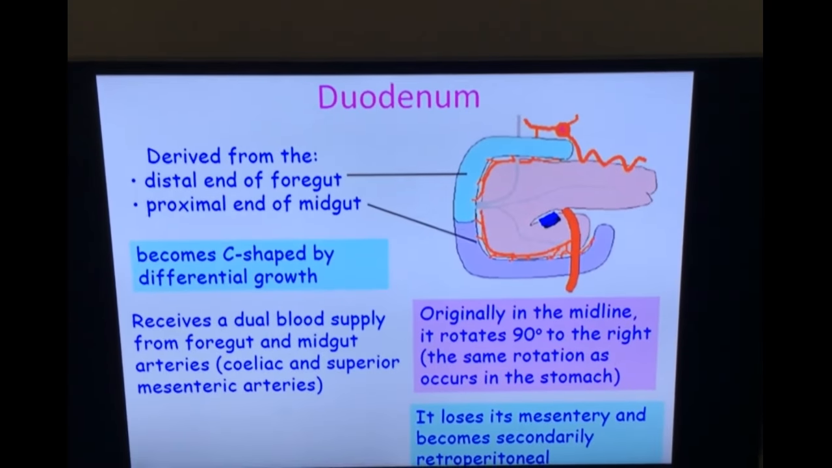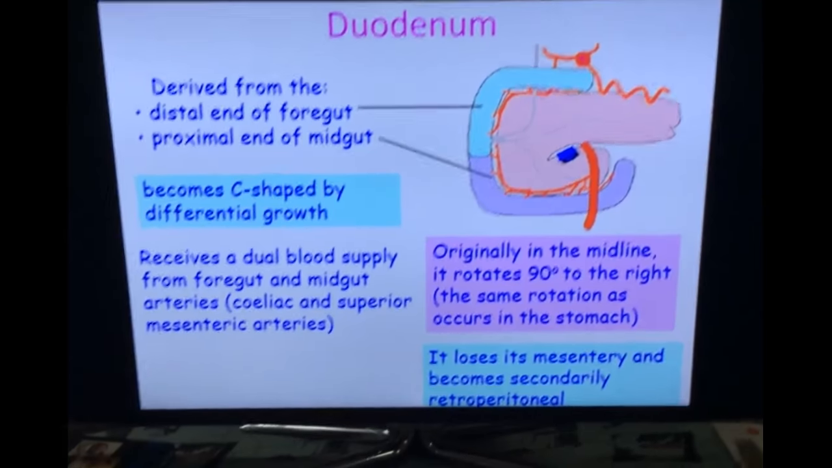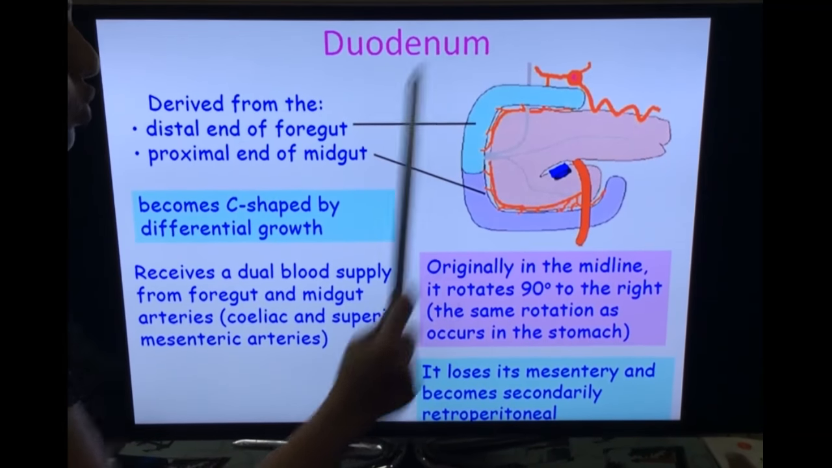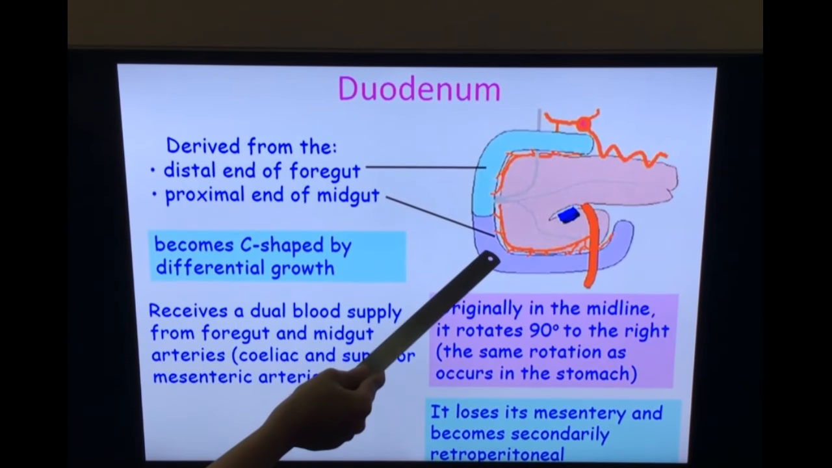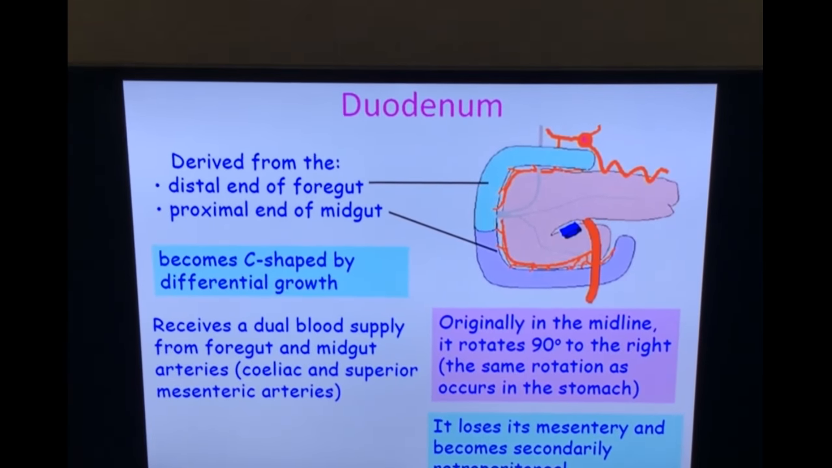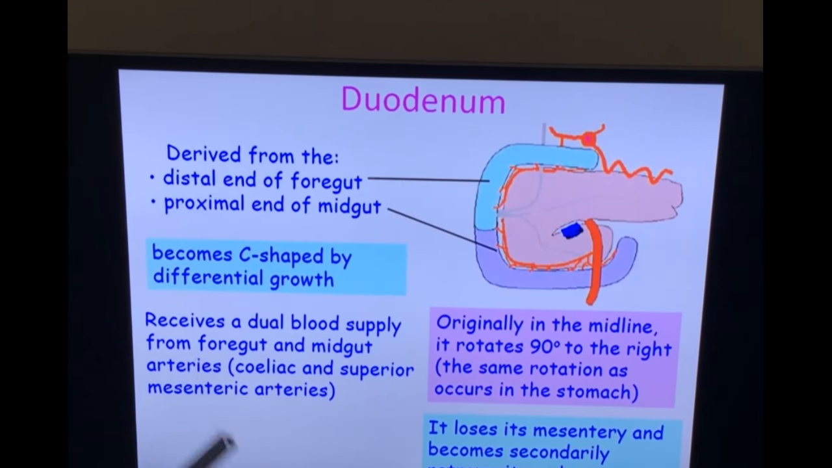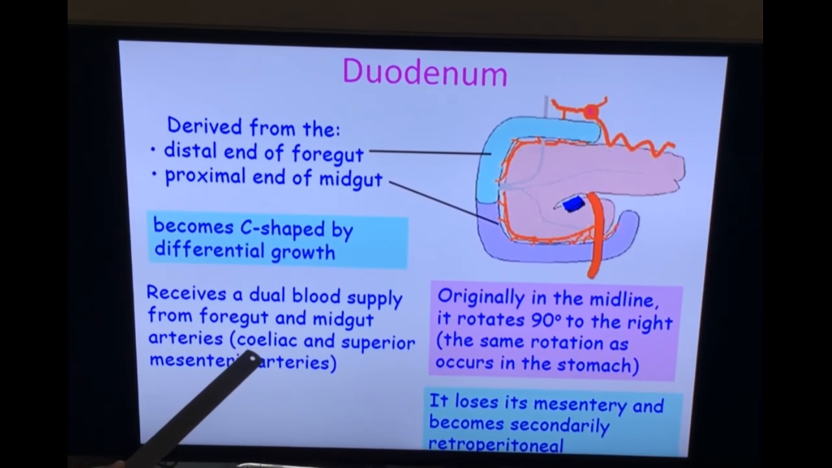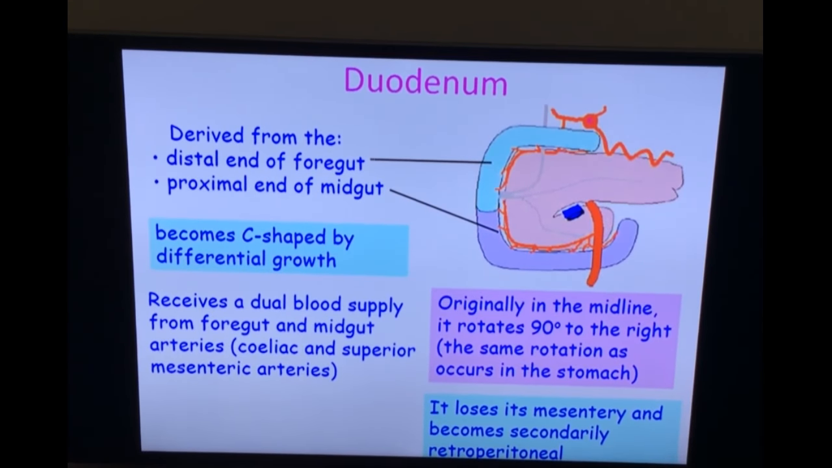Once the stomach rotates 90 degrees on the longitudinal axis, the duodenum also undergoes rotation to the right side, forming a C-shaped loop, having different parts: first part, second part, third part and the fourth part. Since it is derived from both the foregut and midgut, it receives dual blood supply, that is from the branches of the celiac and the superior mesenteric arteries.